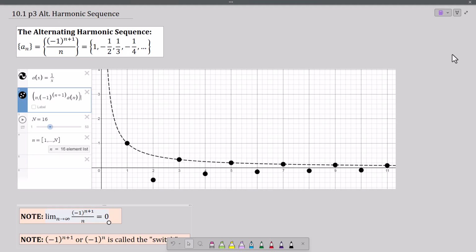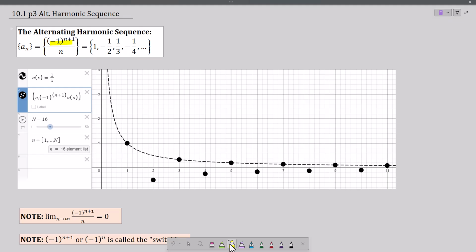Well, we can take that harmonic sequence and we can throw in a little twist here. We can put in something called a switch, and we can make it an alternating harmonic sequence by making every other term negative. So the first term is 1, the second term is negative 1/2, the third term is positive 1/3, then negative 1/4, etc. So that's the alternating harmonic sequence. And you can see from the graph that it also converges to 0.